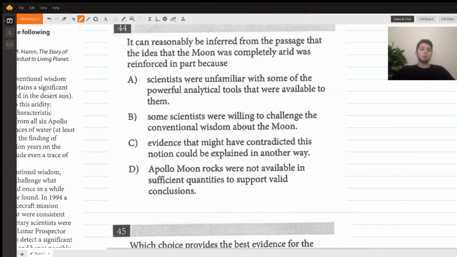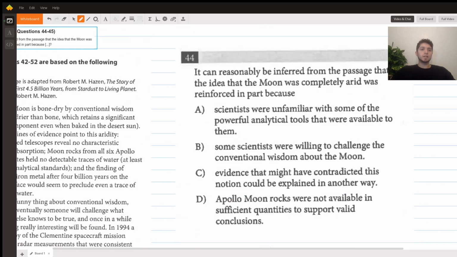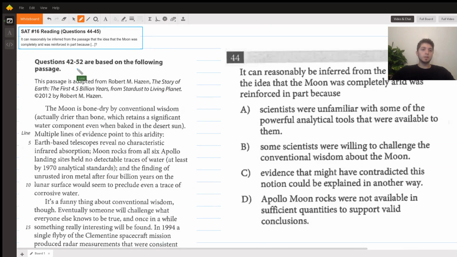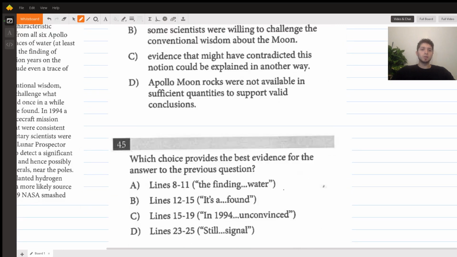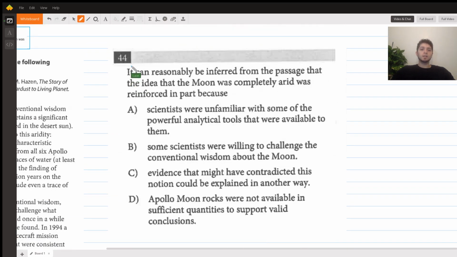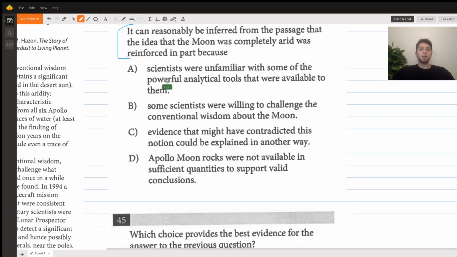So today I want to be solving question 44 and 45, and this is from SAT number 16. This is the reading section here. And we have another paired question, which we should know how to solve. Basically, the idea is that we read the question for 44, and then we go down to the answer choices for 45. We select an answer choice from here, and then we use that to go back and answer the question for 44.